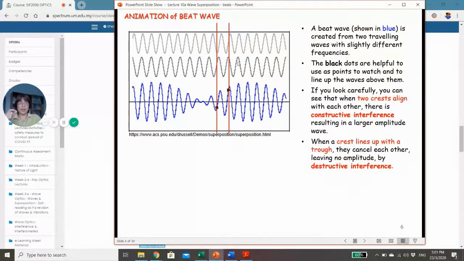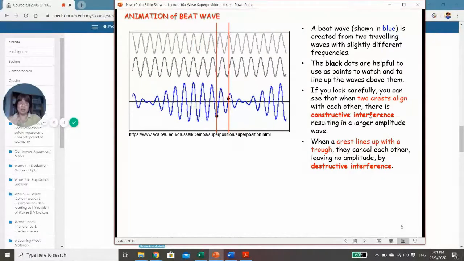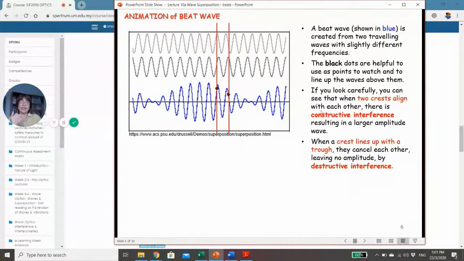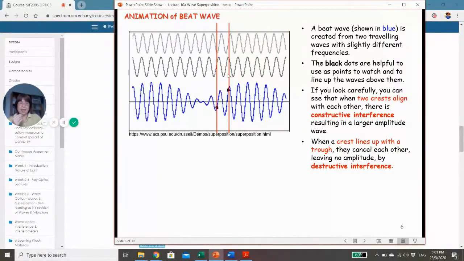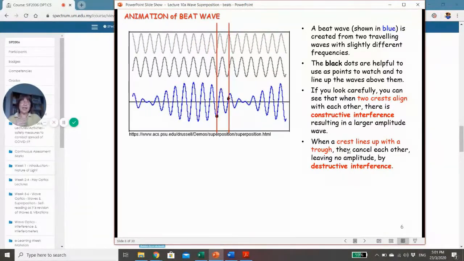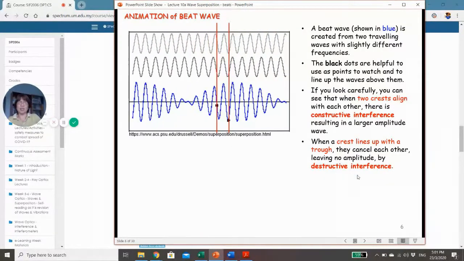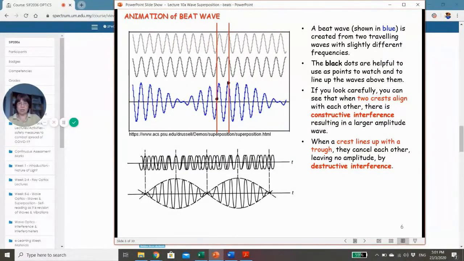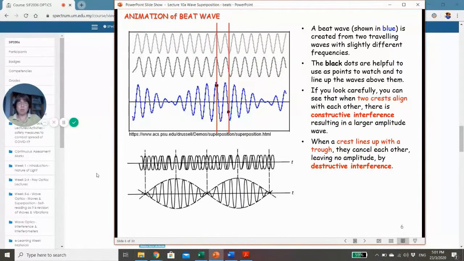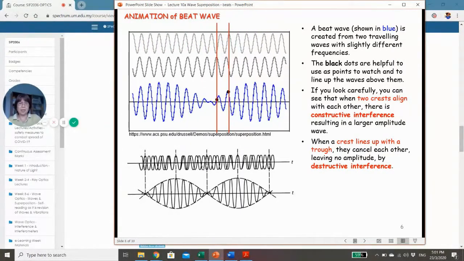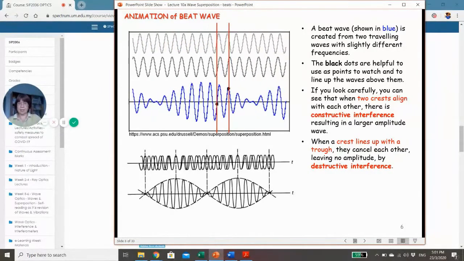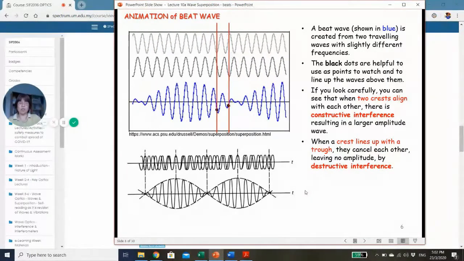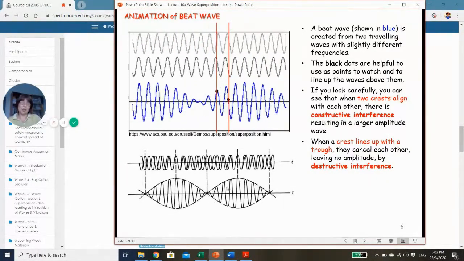When the two crests, that's the two peaks, align with each other, you get constructive interference, giving the maximum amplitude of the beat wave. When a peak lines up with a valley, they cancel out and you get destructive interference. Drawing them in detail, this is what you see. The difference is very small. As you can see here, they interfere destructively and you get zero amplitude. When they interfere constructively, you get the largest amplitude. So they're modulated by this envelope.